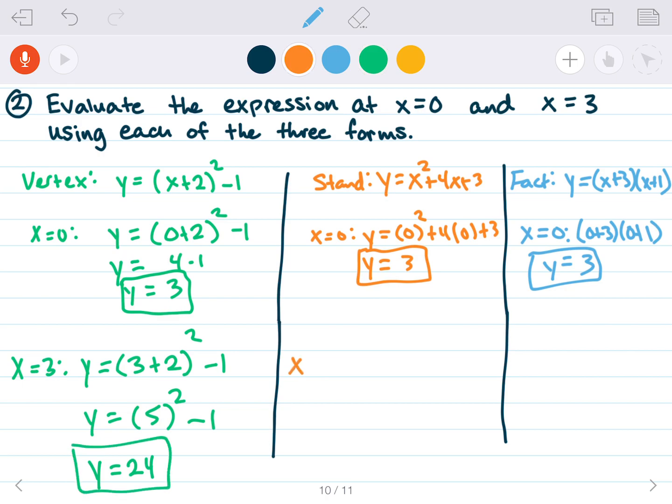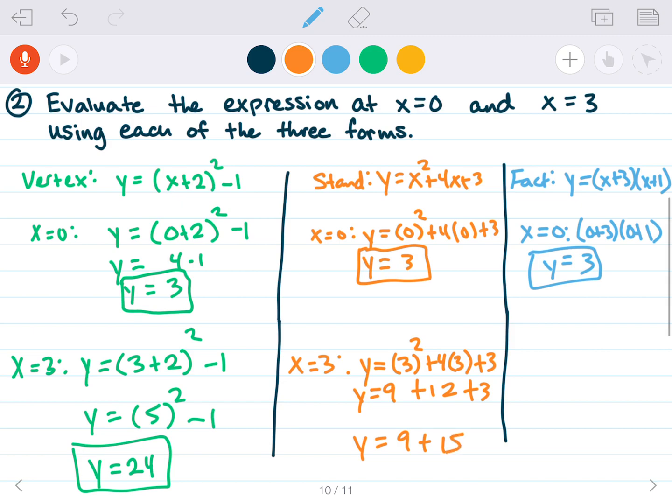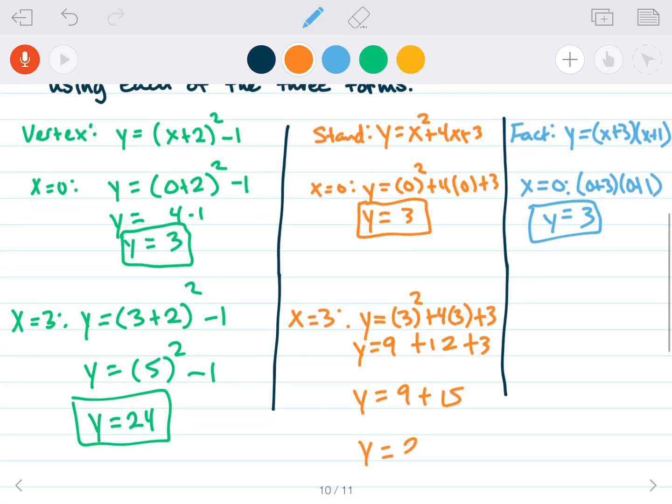When x equals 3 for standard, again, plugging in 3 where I see an x in my standard form, I get y equals 3 squared plus 4 times 3 plus 3. So 3 squared is 9, 4 times 3 is 12. And we get y equals 9 plus 15, which again equals 24. No surprise there.